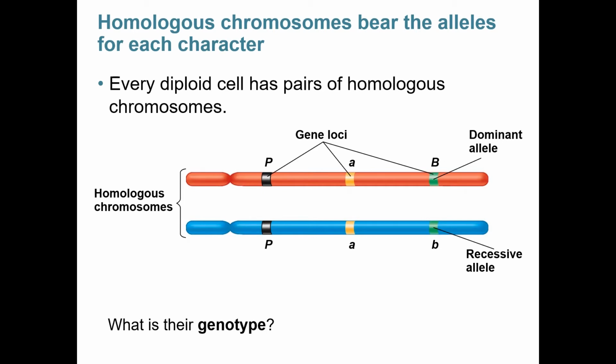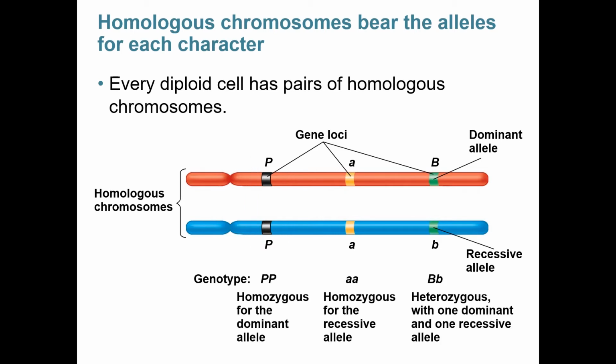A genotype is the combination of alleles that the organism has. So for example, if we were to look at the P gene here, we could say that there are two big P's. Therefore, the genotype of this organism at this gene is big P, big P. We can do the same thing for the other genes. That means that we have big P, little a, and big B, little b. We would also say that for P, this organism is homozygous dominant, because it has two copies of the dominant allele. It's homozygous recessive for the A gene, because it has two copies of the little a. And it is heterozygous, it has one dominant and one recessive, for the B gene.